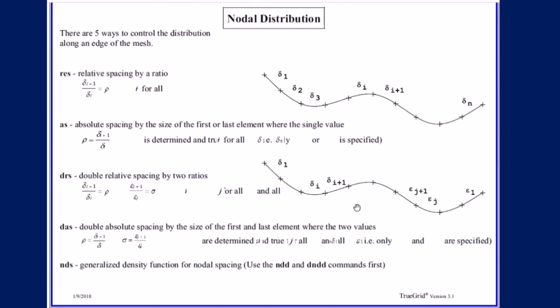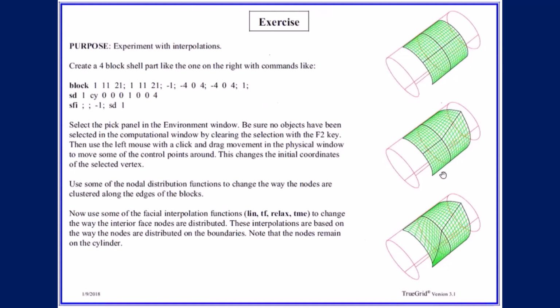And we're going to experiment with that along with other things, and that's with this simple example. We're going to create a cylinder and a partial mesh projected to that cylinder. And then we're going to experiment with different commands, not only nodal distributions, which is part of the category of interpolation, but we're going to look at other interpolation issues, such as the nodes on the face, not just along the edges, but on the interior of the face.